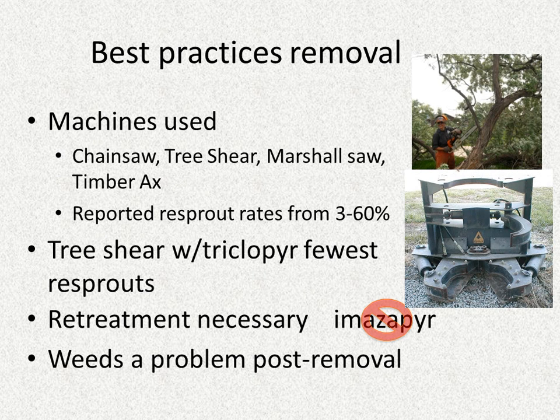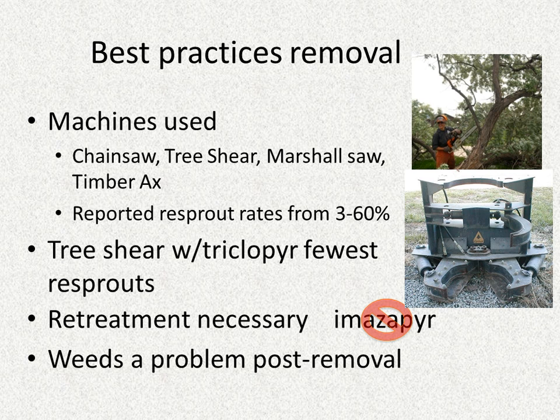So they used chainsaws, tree shears, partial saws and timber axes, and they reported resprout rates anywhere from 3 to 60% of their trees. And we found that the people who were reporting very low resprout rates were using a tree shear with triclopyr application immediately afterwards. And they did find that retreatment was necessary. It's not a single entry enterprise. You have to go back. There will be resprouts. We were also told not to use Invasive because then you get a whole dead zone below the tree that you sprayed.